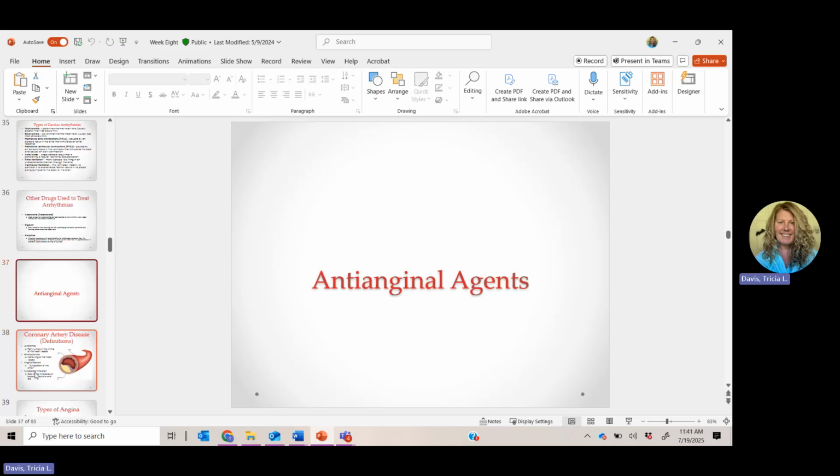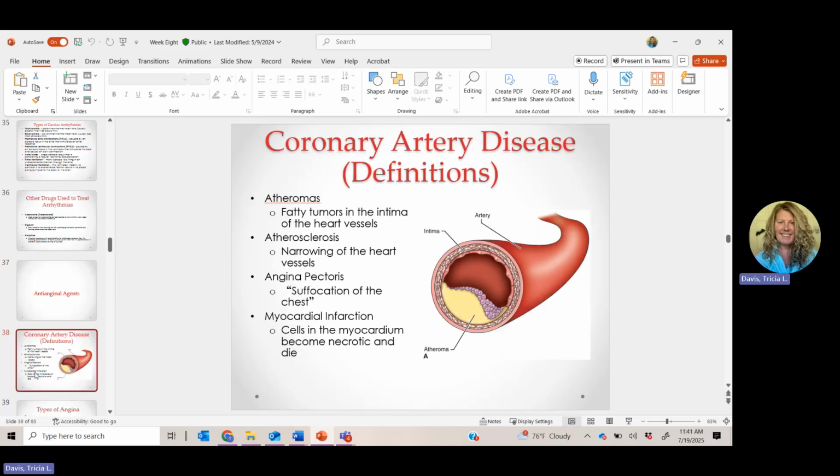All right, some of our anti-anginal agents. So, angina, chest pain. Okay, that's our nursing medical word for chest pain, angina. A lot of patients that have coronary artery disease develop and experience angina. So if you look at this picture right here, we have our arteries. Inside of our arteries should be this nice wide open area for all of our blood to be able to travel through without any issues.